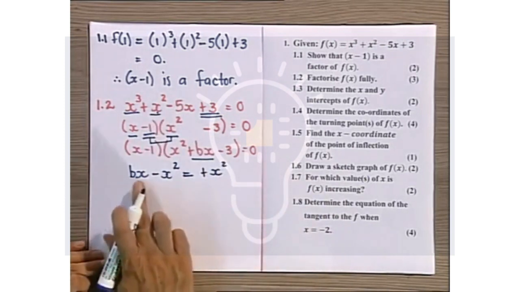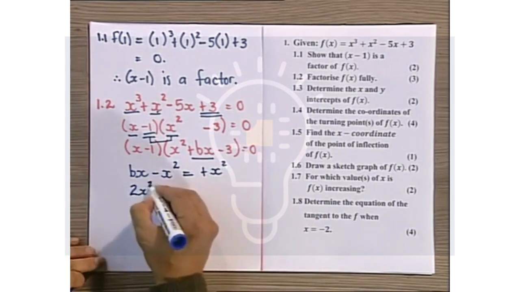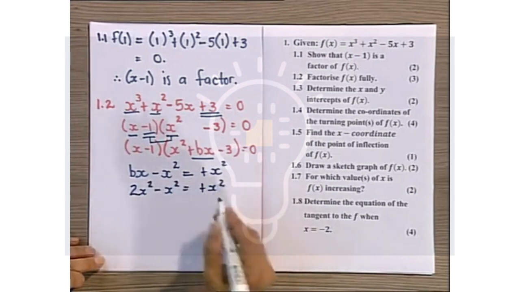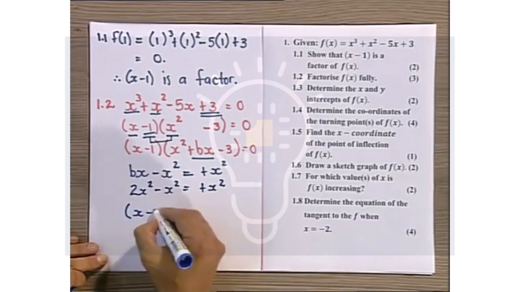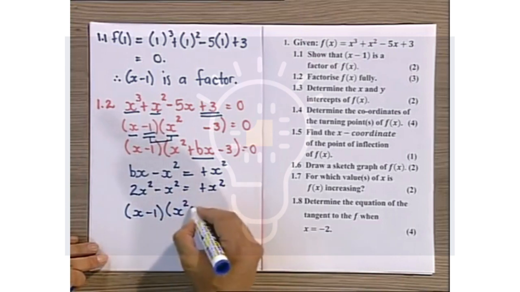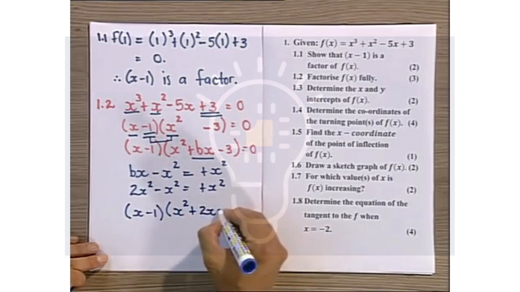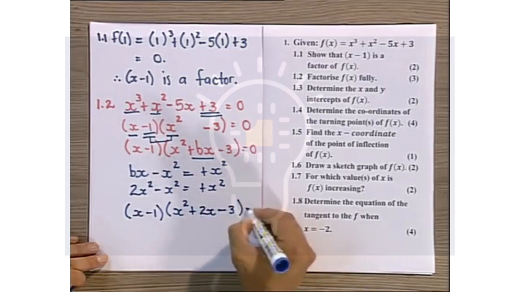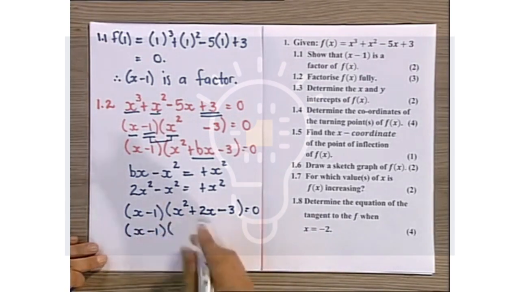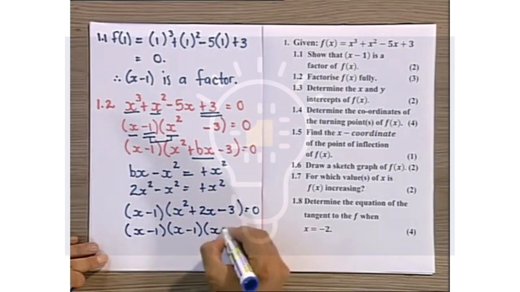So can you see? So what is bx? It's easy to see that bx is 2x squared minus x squared, and that is equal to the plus x squared. So what does that mean? Our factors would be x minus 1, x squared plus, what is missing there? 2x, absolutely. Minus 3 is equal to 0. And if we factorize that trinomial, we will have x minus 1 and x plus 3.